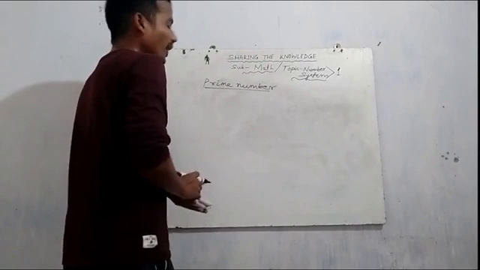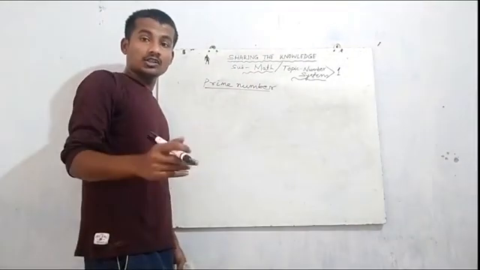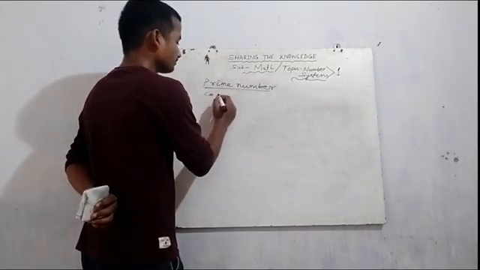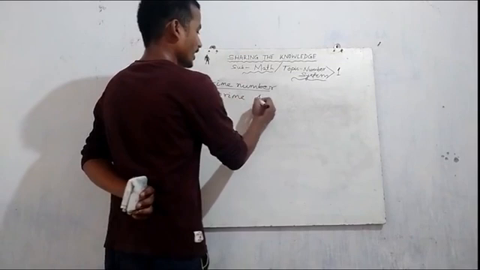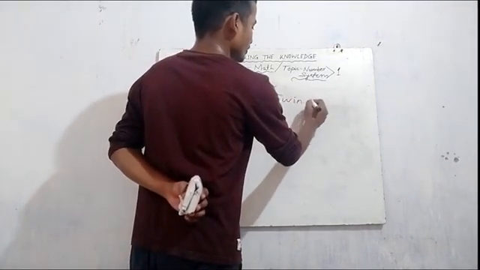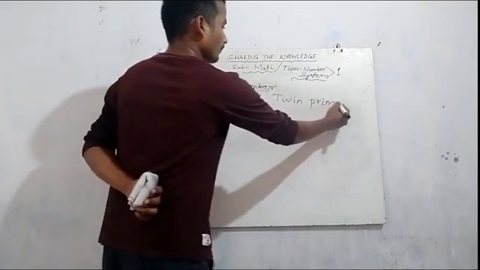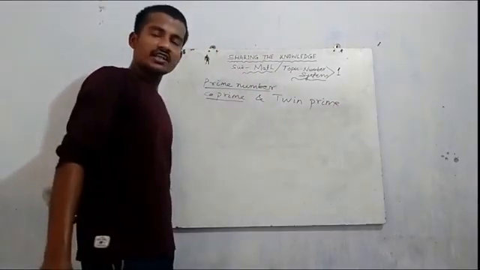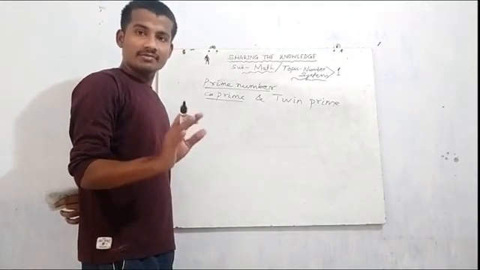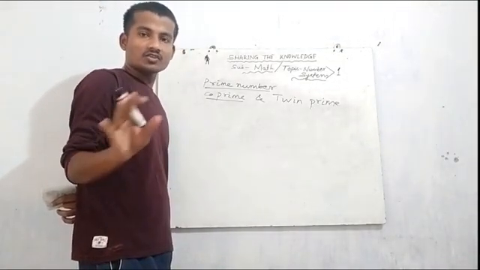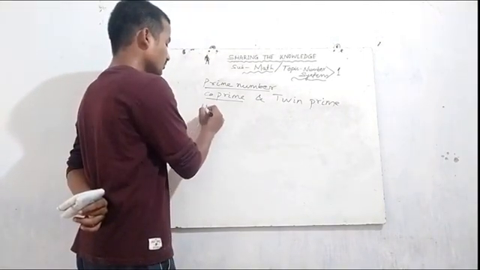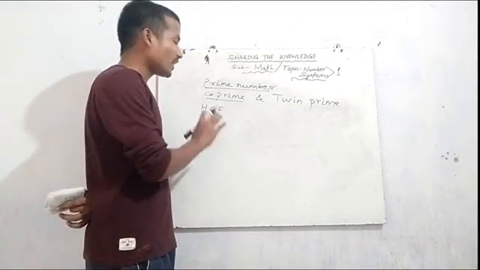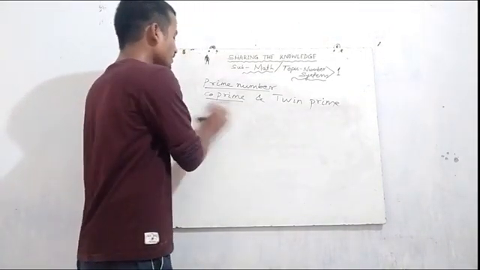So, in prime number there are two other numbers, that is co-prime and twin prime. What is co-prime and what is twin prime? Co-prime are those whose HCF is 1. Okay, highest common factor. HCF means highest common factor is 1. They have only one common factor, that is 1.